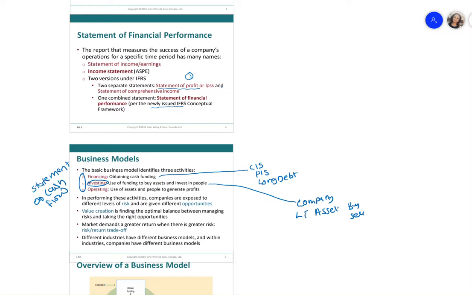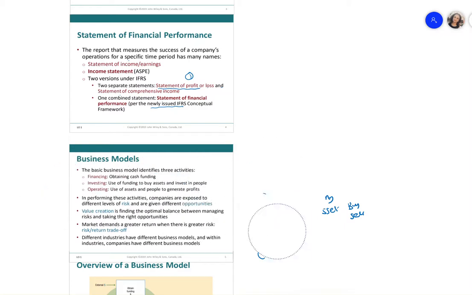When we talk about operating activities, it is the use of assets and people to generate profit. So we use assets to generate the profit. Anything that relates to current assets and current liabilities and your current year's operation will go under the operating activities. So those are the three business activities that the book is talking about.